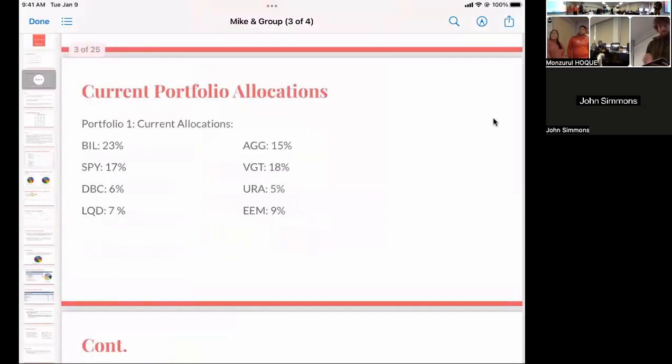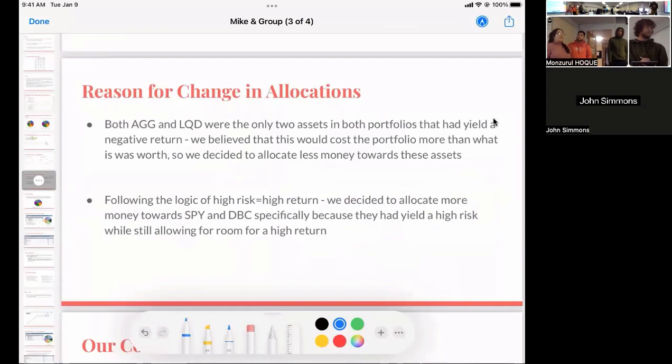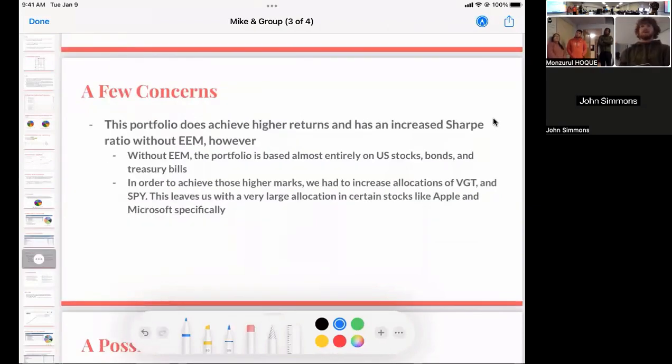Table of contents. For our current portfolio allocations, we had BIL at 23, SPY at 17, DBC at 6%, LQD at 7%, AGG. Decided to allocate less money towards it. And then following the logic of high risk equals high return, we decided to allocate more money towards SPY and DBC specifically because they were the ones that had a high risk while still allowing room for more return.